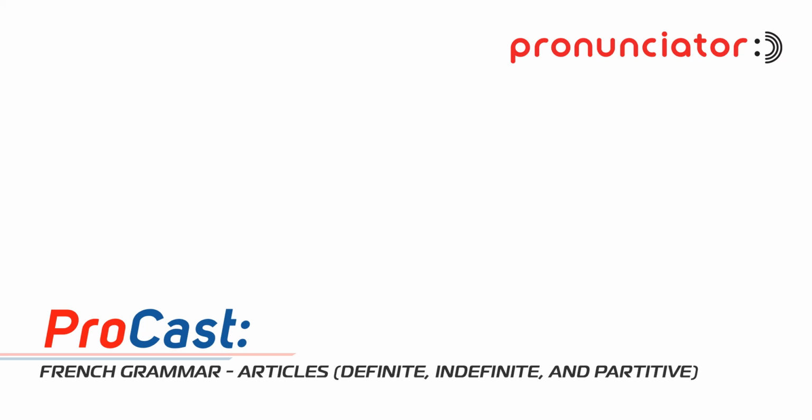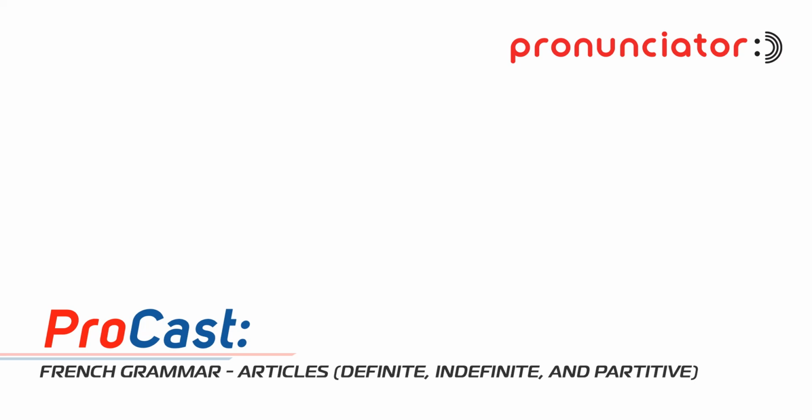Exactly. But Pronunciator mentioned something about partitive articles in negative sentences, like they disappear. Yes, you're right. That's something that trips a lot of people up. So in negative sentences, du, de la, and des are all replaced by just de, or d' before a vowel sound. So, je voudrais du fromage, I would like some cheese, becomes, je ne voudrais pas de fromage. I wouldn't like any cheese.